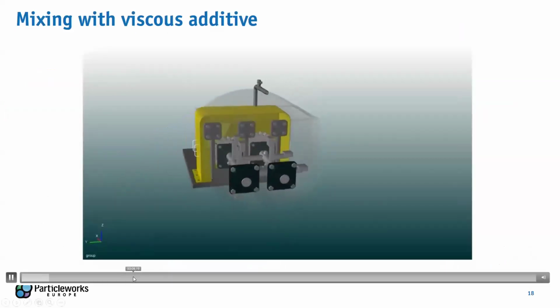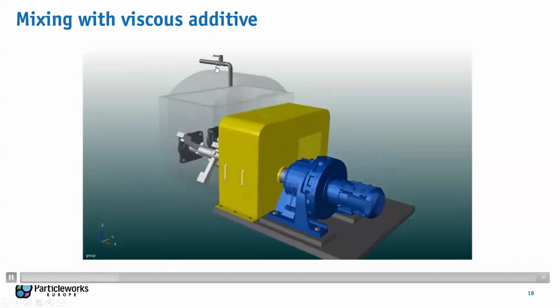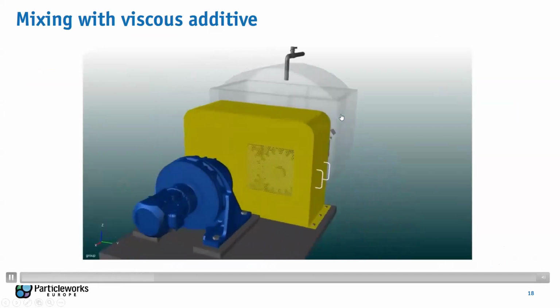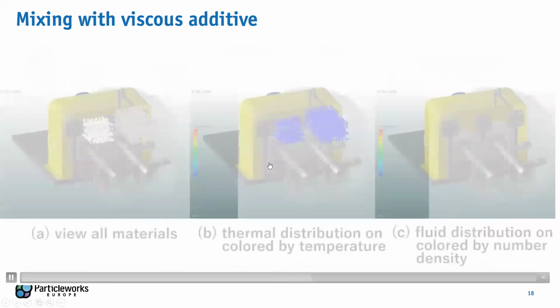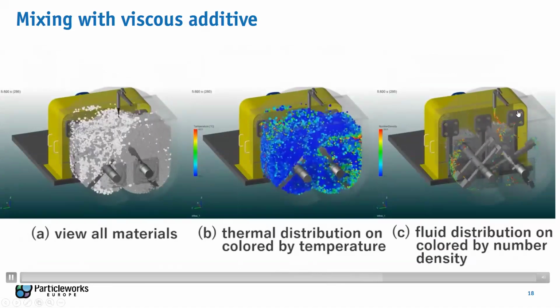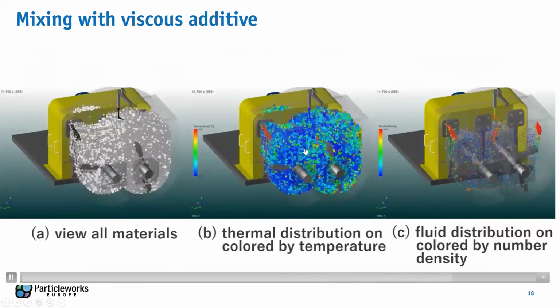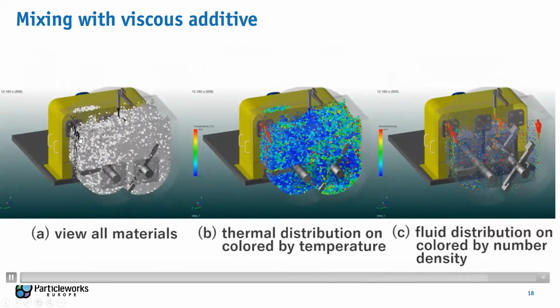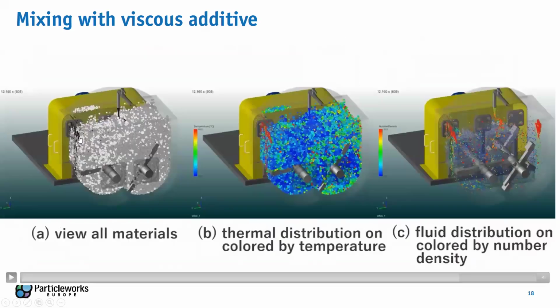And here is another very interesting example. We have on top here a viscous additive to a granular matrix. You see here some agitators, and we have two granular species fed at the beginning of the simulation, and then the viscous additive. We can see the distribution of the viscous additive in the granular phase, as well as the granular distribution. You see here the viscous phase accumulating on the left.